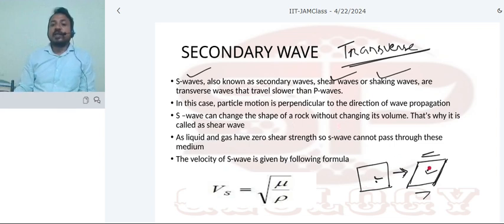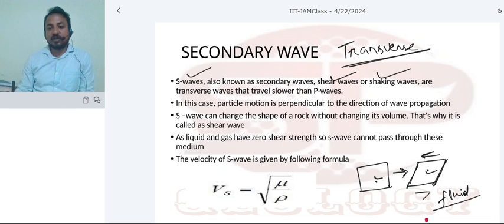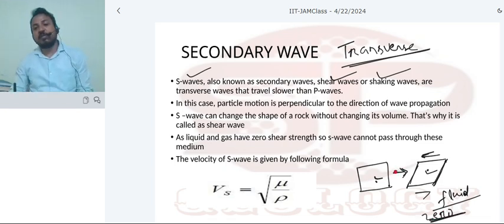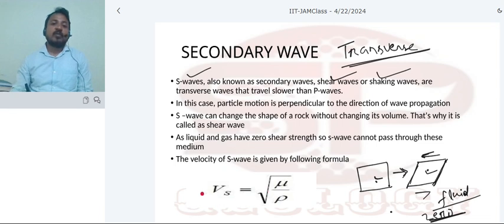So since it requires shearing to produce movement, it cannot travel through fluid because fluid has zero shear strength. Fluid means gas and liquid. So it can only travel through solid medium. So this is the formula.